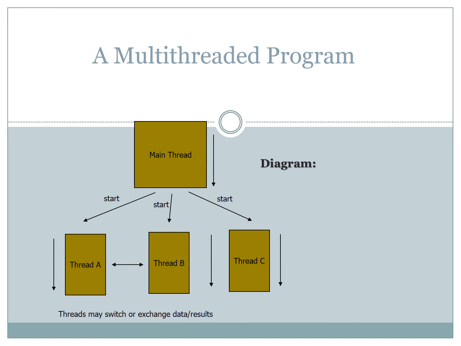This is a diagram of a multi-threaded program. There is a main thread and there are multiple threads running under the main thread. Threads A, B and C are running under the main thread, and during the processes threads may switch or exchange the data or the results.